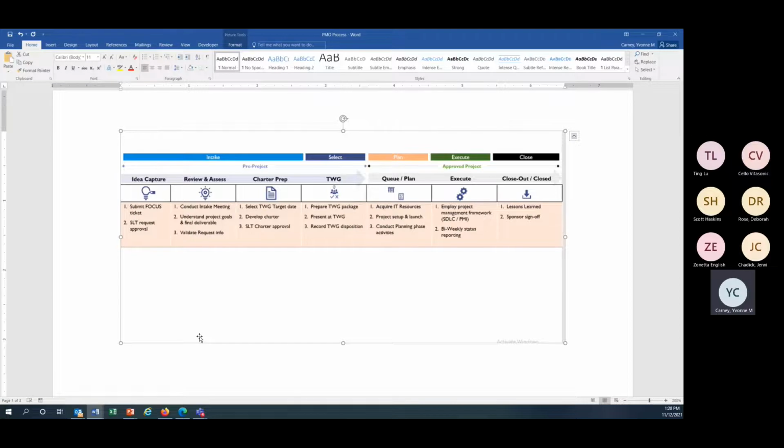Then there's a project charter developed. The TWG stands for Technology Working Group. So I think, Ting, you mentioned potentially a group like that. A charter's developed, and I could share a template of what that looks like. It's real high level. Then again, a senior leadership team member approves it. Then it goes to the technology working group, it's presented, and a decision is made, which they call disposition, about whether it's going to move forward. Pretty much everything moves forward.